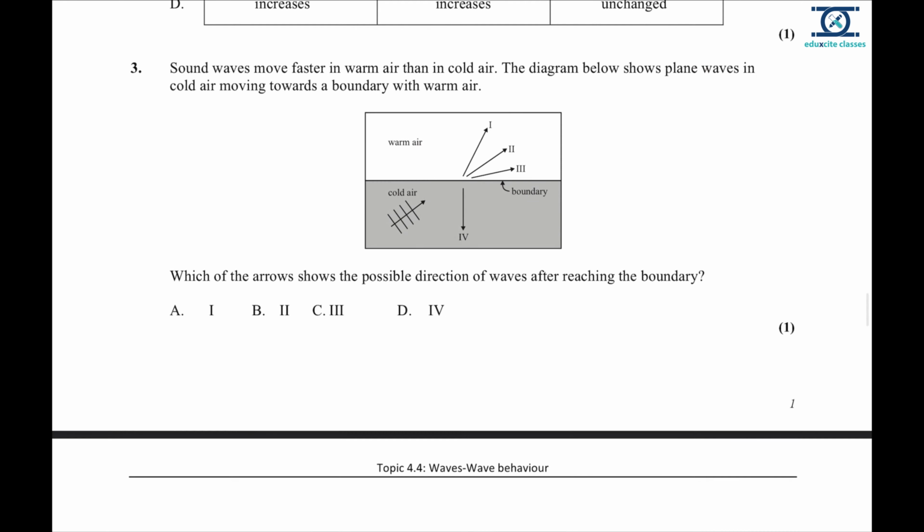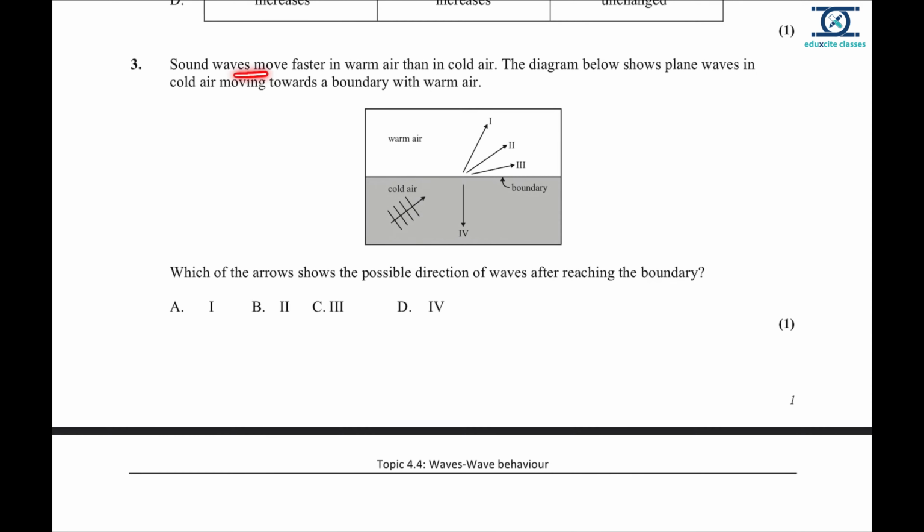Now question number 3. A sound wave moves faster in warm air. Again, this is your rarer and this is your denser, cold air. The diagram below shows plane waves in cold air moving towards a boundary with warm air. So this is your cold air and this is your warm air. We have to identify which arrow shows the possible direction of the waves.